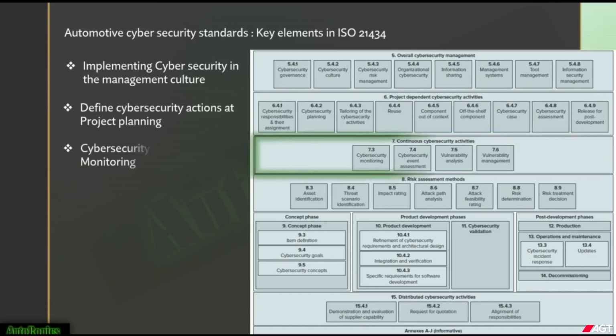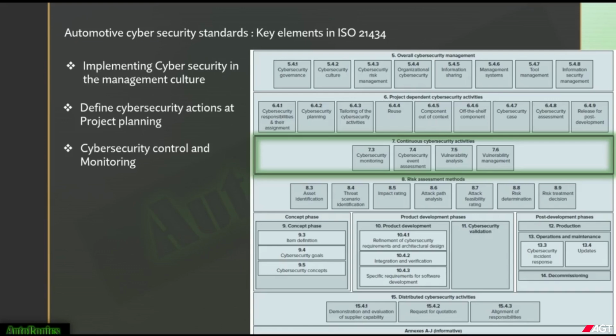Alright, let's jump into the next one, which is class 7, continuous cybersecurity activities. Friends, this section cites and emphasizes cybersecurity efforts and measures to be applicable on all the phases and aspects of the business lifecycle, including outside specific projects. It identifies and defines the activities that provide information for ongoing risk assessment and vulnerability management of the EE system until the end of support. So basically only these 4 classes: cybersecurity monitoring, cybersecurity event assessment, vulnerability analysis, and vulnerability management. Each section can be discussed in detail.